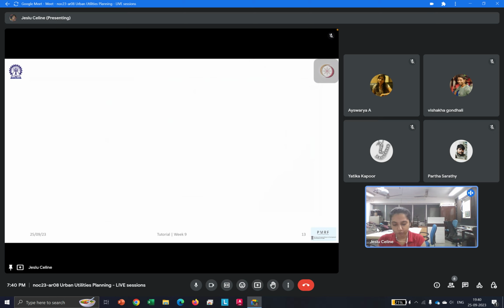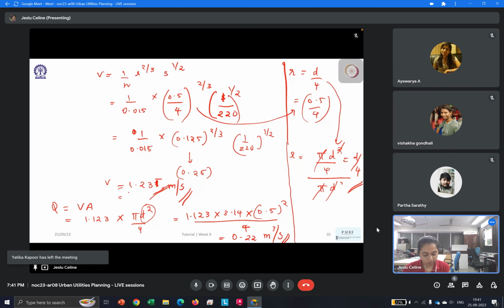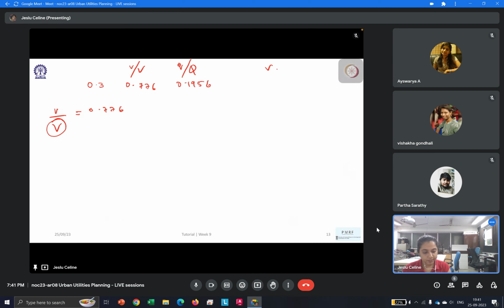Let me just rewrite it. For 0.3, v by V is equal to 0.776 and q by Q is equal to 0.1956. So if v by V is 0.776, what is V? We found it in the previous question. Yeah, it was 1.23, and this is 0.22. Let's just write that down here. So capital V is 1.23 and capital Q is 0.22. Now small v will be equal to 0.776 into capital V, which is equal to 0.776 into 1.23.